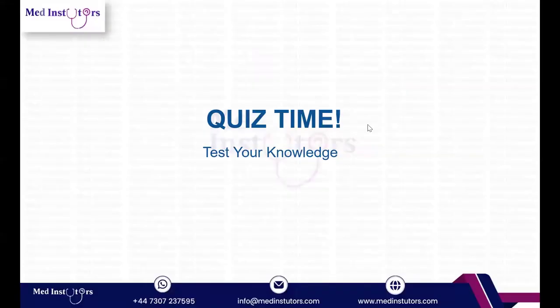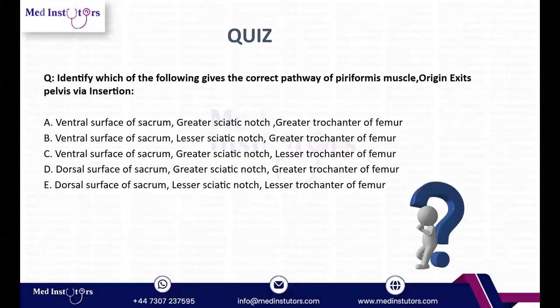Okay, now we are done with the exam tips. Let's solve some questions, and we will discuss in a bit more detail regarding the contents, like the difference between the contents passing through the greater sciatic foramen as well as the lesser sciatic foramen. Okay, your first question is, identify which of the following gives the correct pathway of the piriformis muscle: its origin, exit from the pelvis, and insertion. So this is the sequence you need to follow.